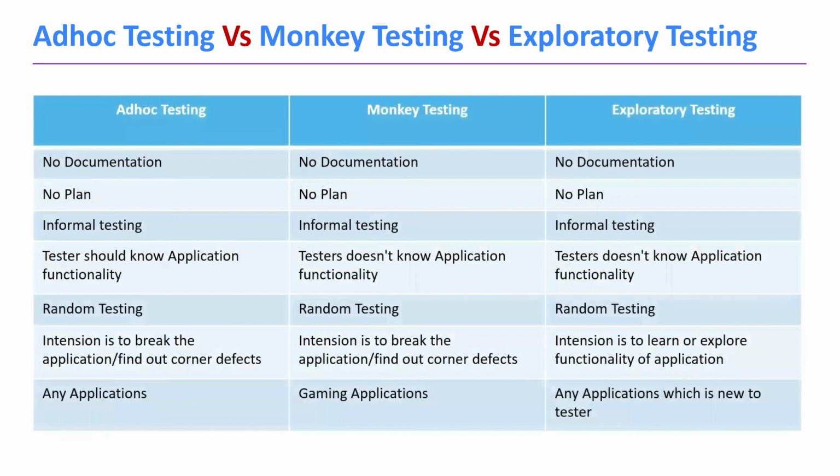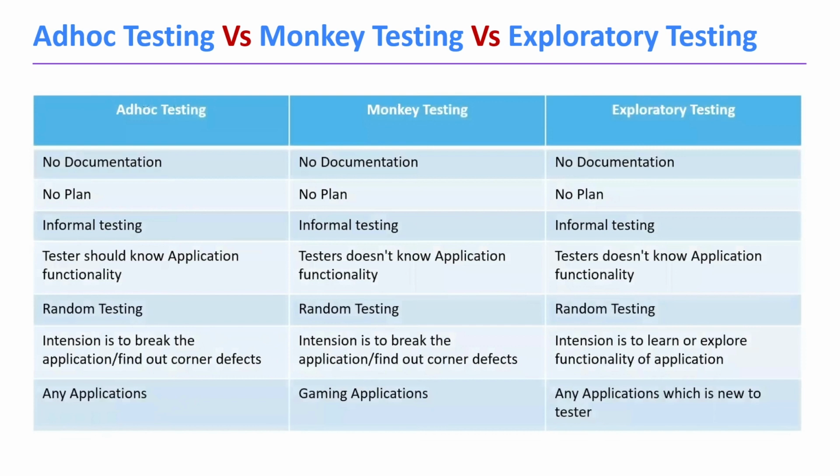This is the comparison of ad hoc testing, monkey testing, and exploratory testing. In all three types of testing, we don't have a requirement document or test case document. All three are informal types of testing, meaning we don't have a plan or proper schedule for them. In ad hoc testing, the tester should know the application. He should have past experience, having done testing for a related application. Based on that, he can conduct ad hoc testing. In monkey testing and exploratory testing, testers don't know the application functionality.